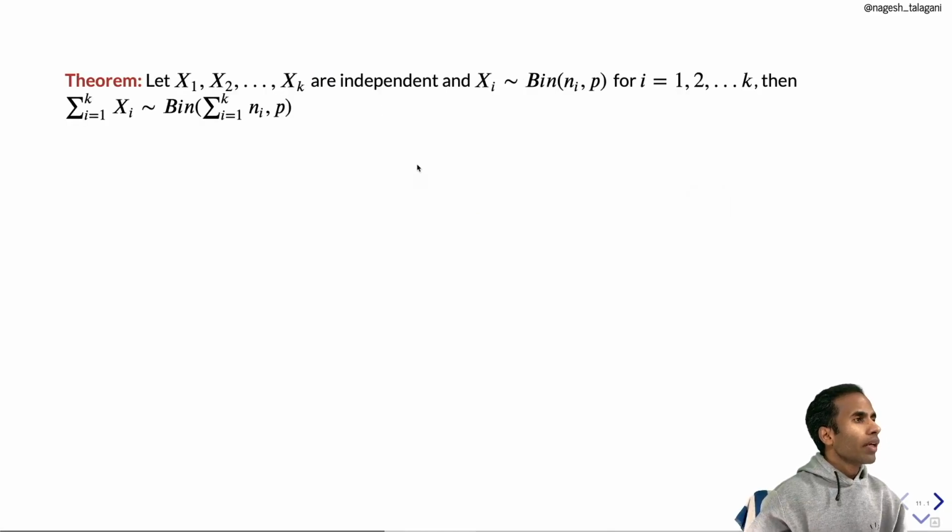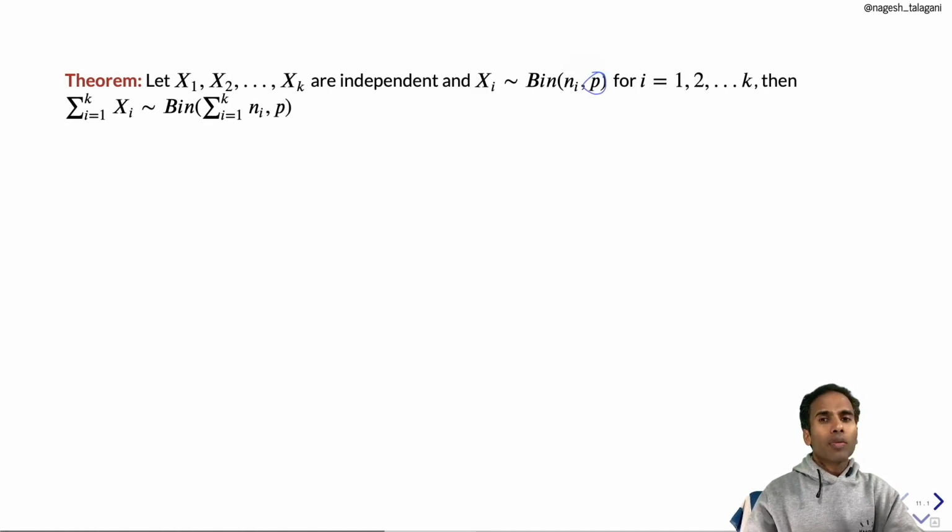Theorem: let x1, x2, ..., xk be independent and xi follows the binomial distribution with parameters ni comma p for i equal to 1 to k. Then the summation of xi from i equal to 1 to k follows the binomial distribution with parameters summation of ni from i equal to 1 to k comma p. Okay. Here, for each xi, we have the same probability of success p.